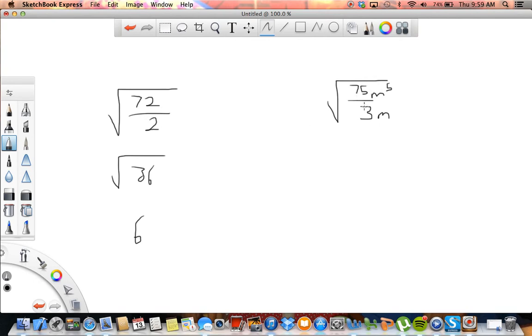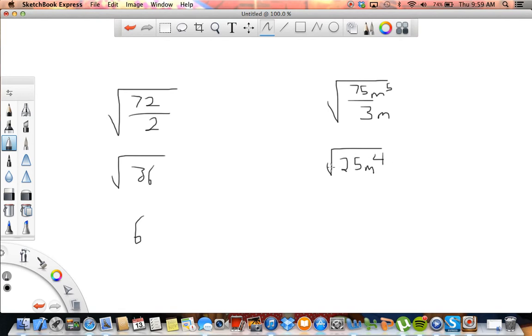Well, let's look at this next one here. This is number 9 in your packet on page 1. If you take 75 and divide it by 3, what are you going to be left with? You're going to be left with 25. And then you have your m's. Now remember the rules of exponents. When you're dividing exponents that have a similar base, what are you really doing with those exponents? You're subtracting them. So m to the 5th divided by m to the 1st is going to leave me with m to the 4th.